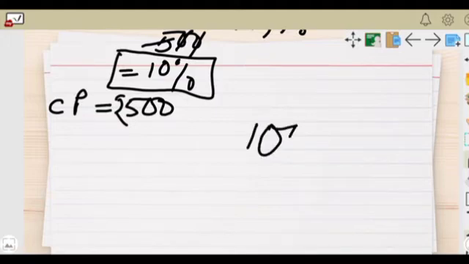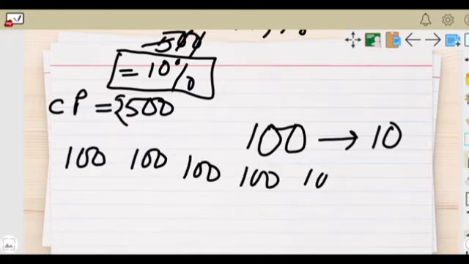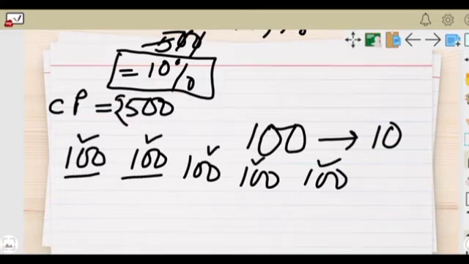if the cost price is 100 rupees, then you'll be getting a profit of 10. So now this is 500. For every 100, you are getting 10 as the profit. So in 500, how many hundreds will be there? 100, 100, 100, 100, 100. 1, 2, 3, 4, 5. That means 100, 200, 300, 400, 500.